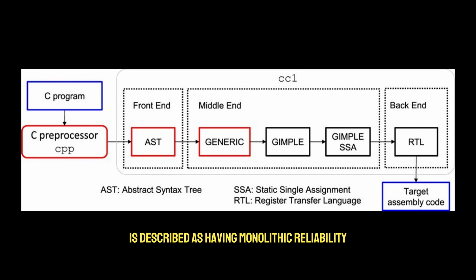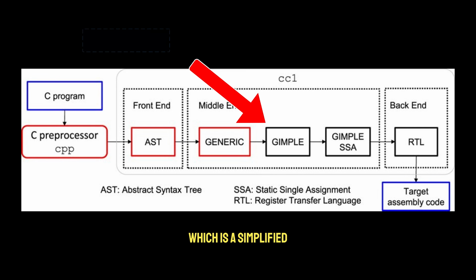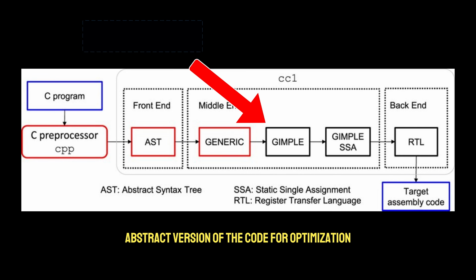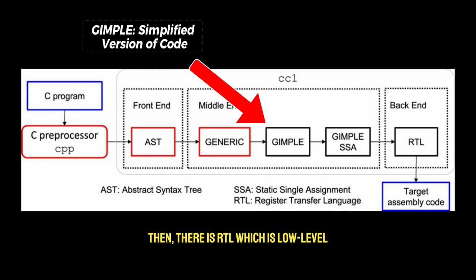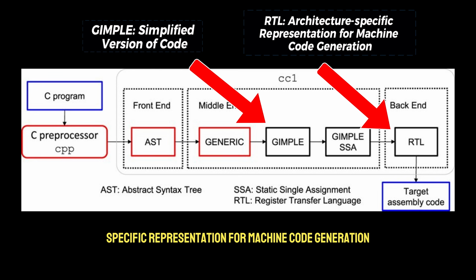GCC, on the other hand, is described as having monolithic reliability. So how is GCC's architecture different? GCC integrates all stages of compilation into a single pipeline using tightly connected representations. Firstly, there is GIMPLE, which is a simplified, abstract version of the code for optimization. Then there is RTL, which is a low-level architecture-specific representation for machine code generation.